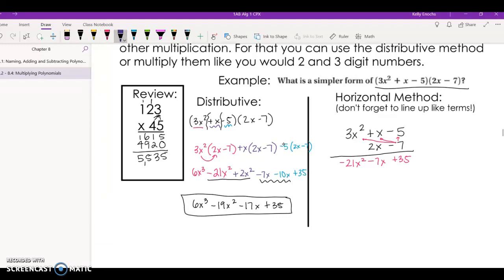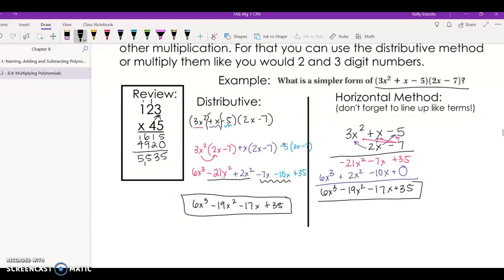Then we go through. Don't forget to add your 0 for that first term, especially because when you multiply, this is definitely going to be an x term. So 2 times negative 5 is negative 10x, and then 2x times x is going to be 2x squared. And finally, 2x times 3x squared is going to be 6x to the third power. So then you can go through and simply add down your columns for each of the terms: 35, negative 17x, negative 19x squared, and 6x to the third power.